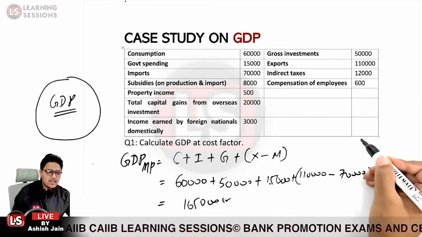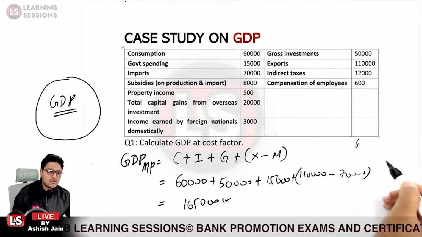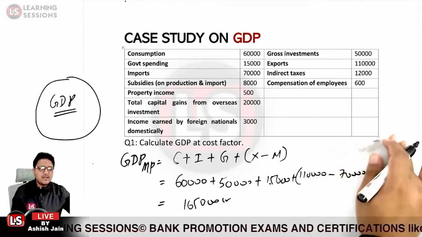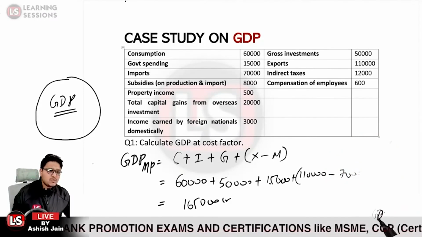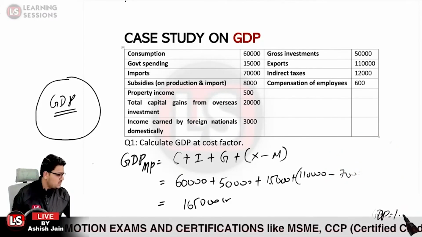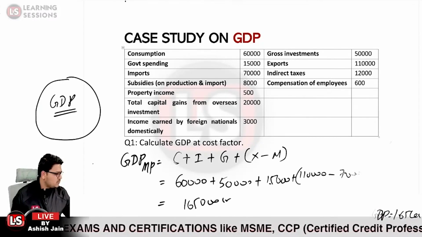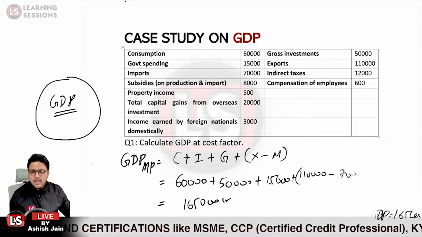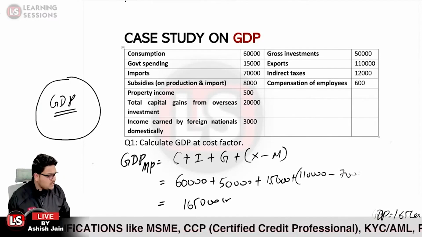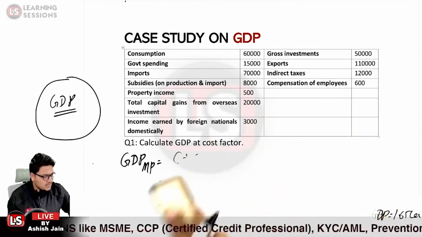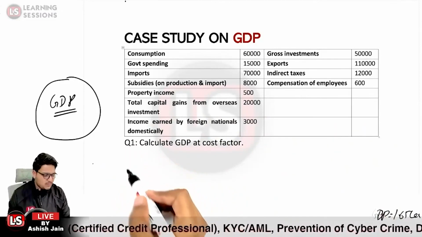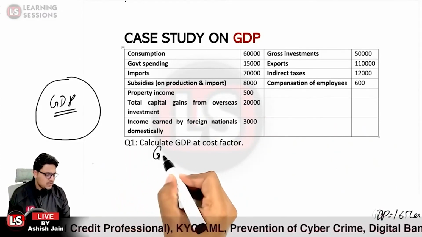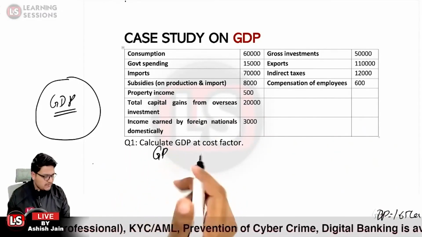So GDP at the market prices, or GDP simply, comes out to be 1.65 lakh crores. Is that clear? That is what we calculated right now. That is the GDP at the market prices. After that, we need to subtract. So we need to calculate the GDP at the factor cost now.